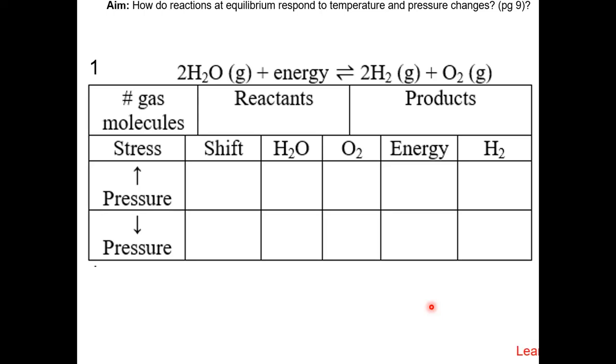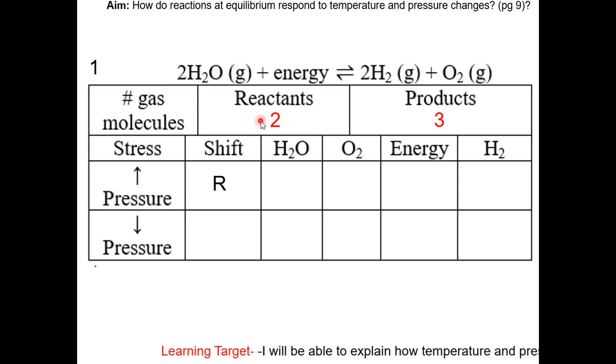Let's look at the first example. Here we have a reaction at equilibrium. Since the question involves pressure, we have to count the number of gas molecules. On the reactant side, there are 2 molecules that are gases. On the product side, there are 3. When we increase pressure, we're going to favor the side with fewer gas molecules, which is the reactant side.